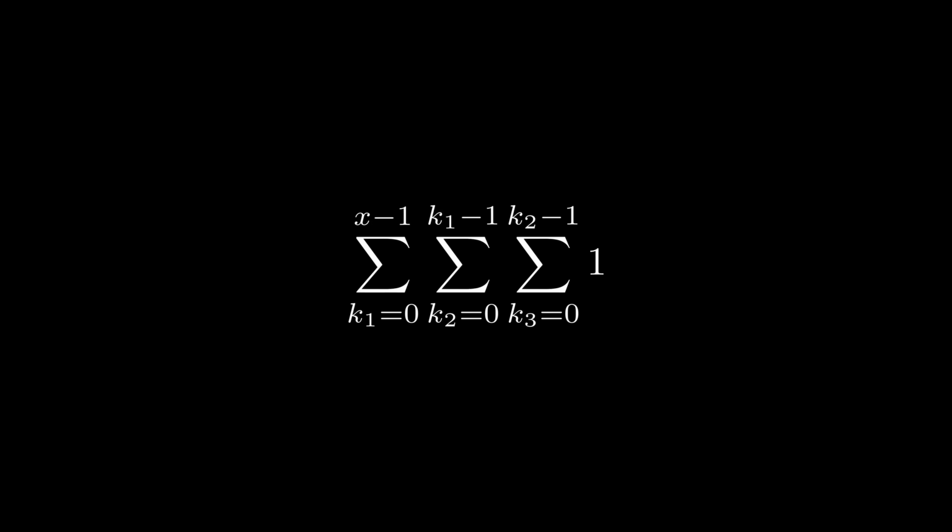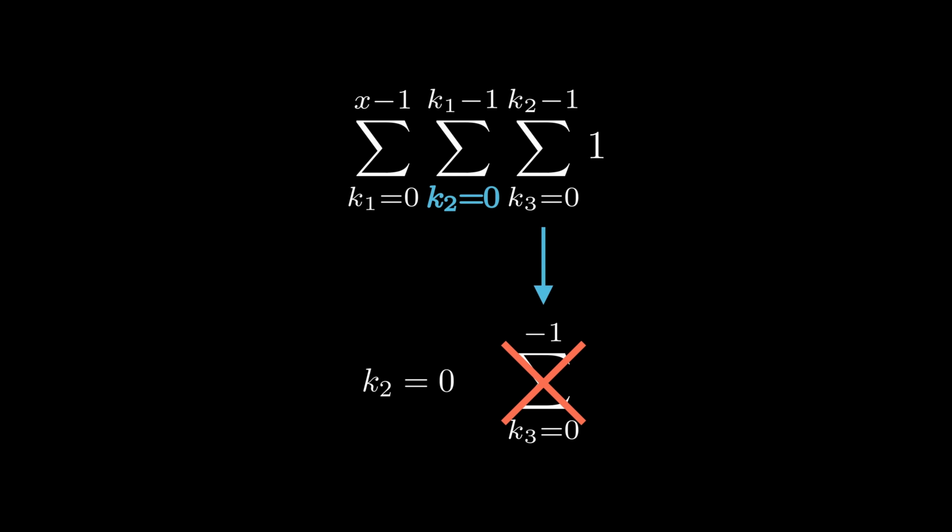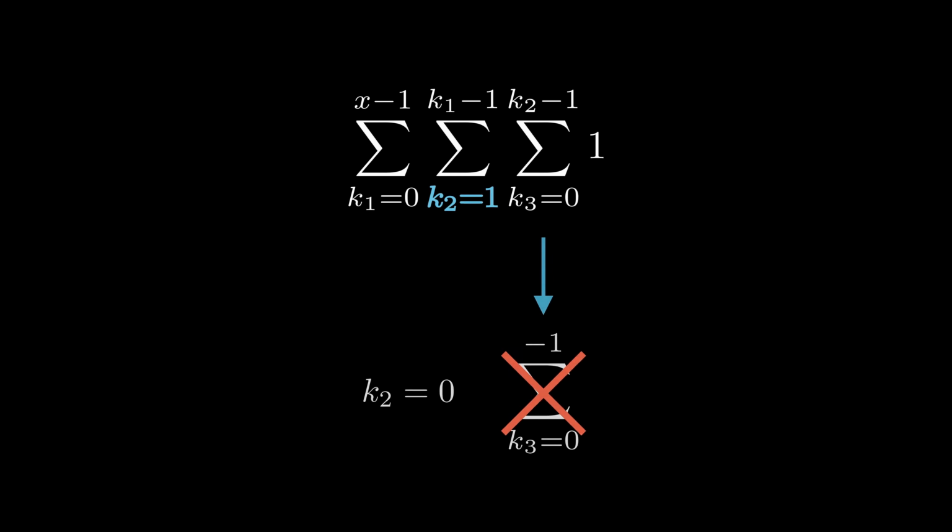Let's start by looking at the lower bounds of all these sums. They all start at 0, but we can optimize this a bit. Let's think about what happens to the last sum when k2 is 0. The upper bound, k2 minus 1, will be negative 1. But the lower bound, 0, is already greater than negative 1. So this sum is over before it even starts, and nothing happens. Therefore, we can skip the step when k2 is 0, and just start it at 1.